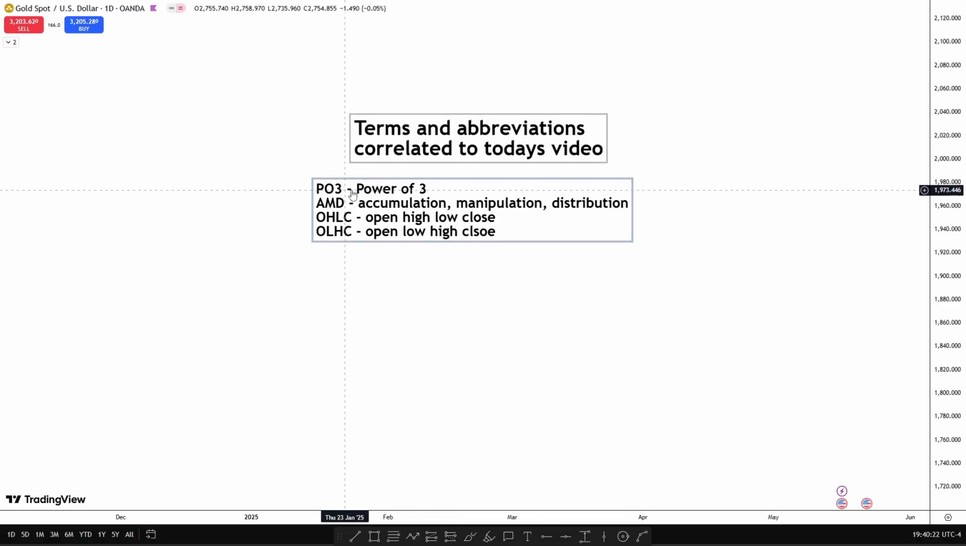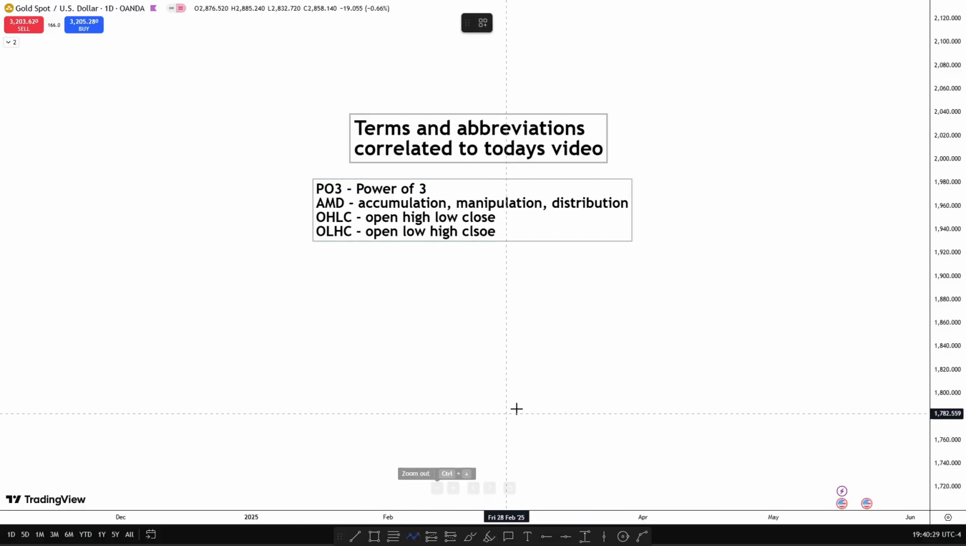But yeah, so I use both of these and correlate them with the open high low close and open low high close. Looking for the manipulation to put in the bottom or top wick, and then the distribution to put in the body and the close.